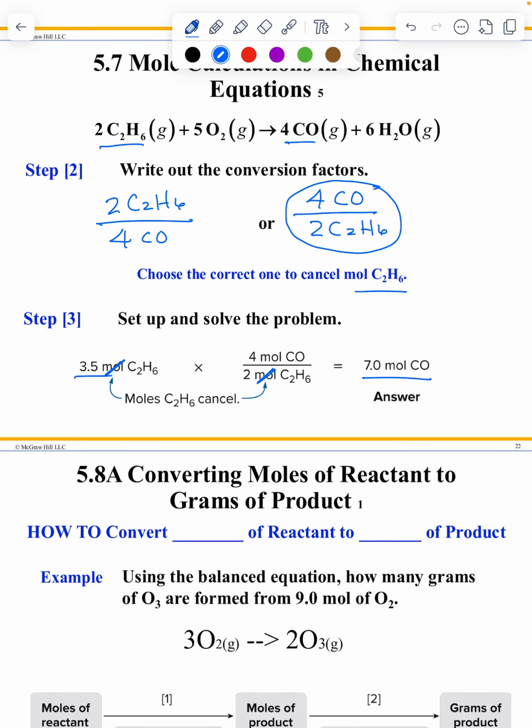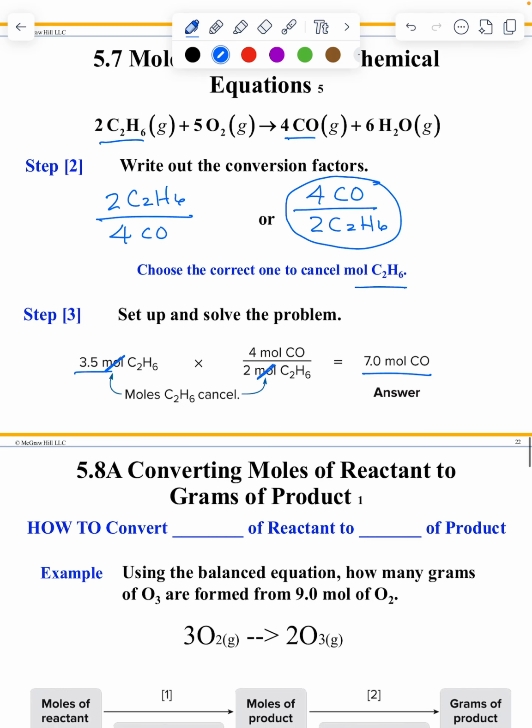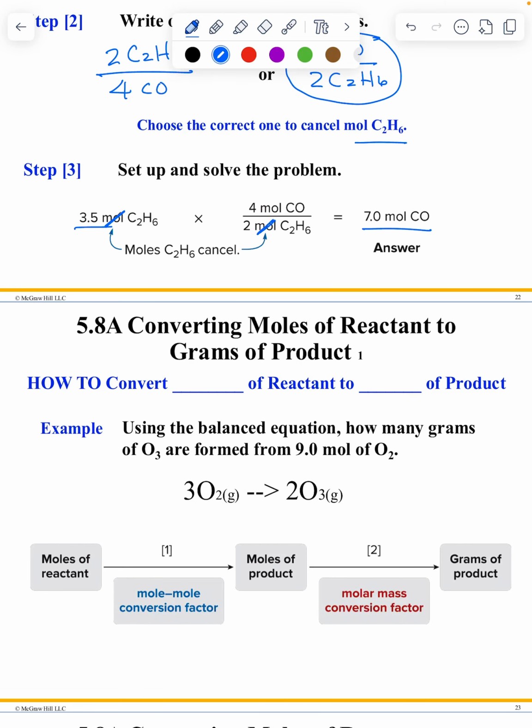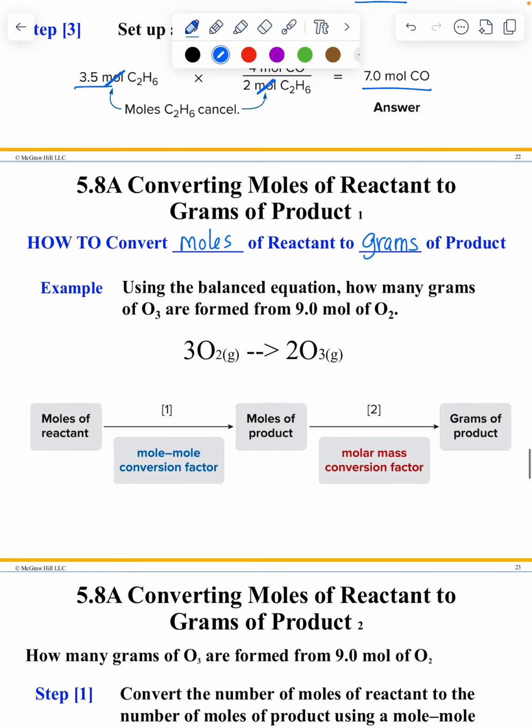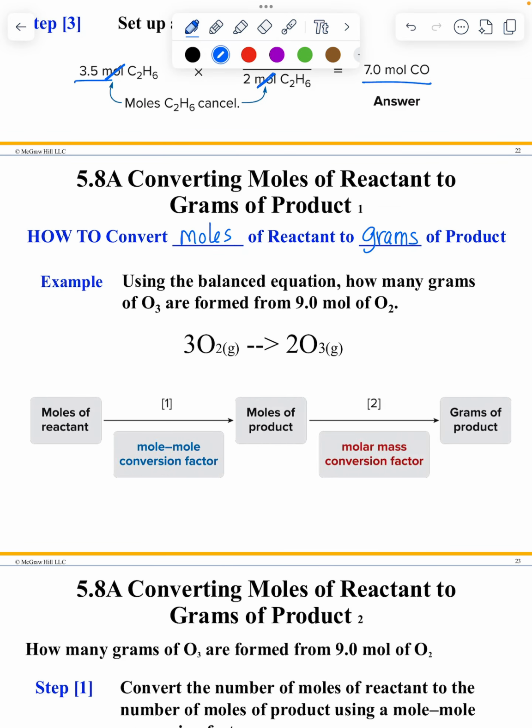All right, let's move into our next part, how to convert moles of reactant to grams of product. So we're simply just going to add another step. Again, we're using a balanced equation. And this is just a little flow chart that you can use. We have moles of our reactant. We can call that moles A, like we did before. And first we're going to convert that to moles of B.